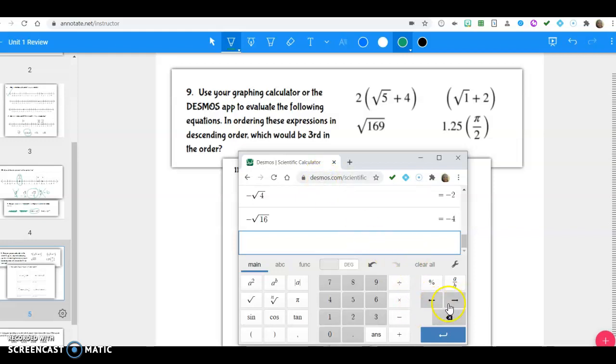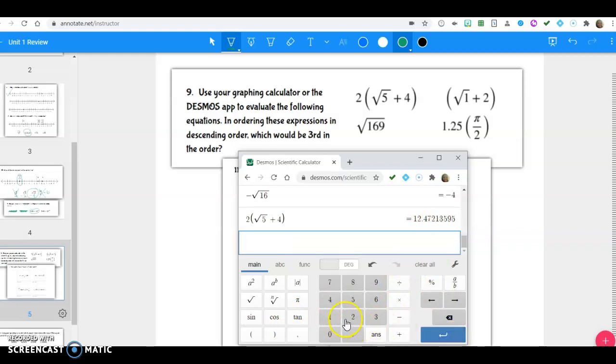Your left and right arrows here on this calculator skill is going to be very important. So the first one is going to be 2 times the square root of 5 plus 4. So 2, parentheses, the square root of 5. Notice I'm going to click my right arrow because I want to separate the addition of 4. And then I'm going to close my parentheses, and that gives me this.